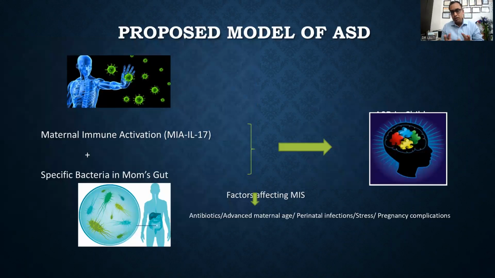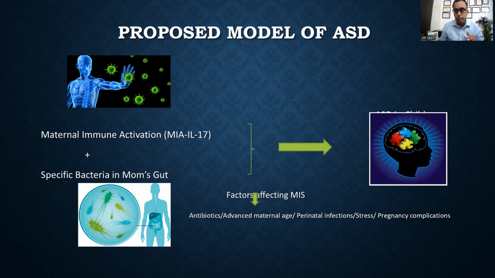Now, as per this, there is a proposed model of ASD. Because of these changes presenting in the antenatal period in the mother, affecting the gut microbiota of the mother, for the reasons which we have declared, the diet, the feed, the infections, the use of antibiotics, the bad obstetric history, all these things cause the activation of the immune system of the mother, known as maternal immune activation.